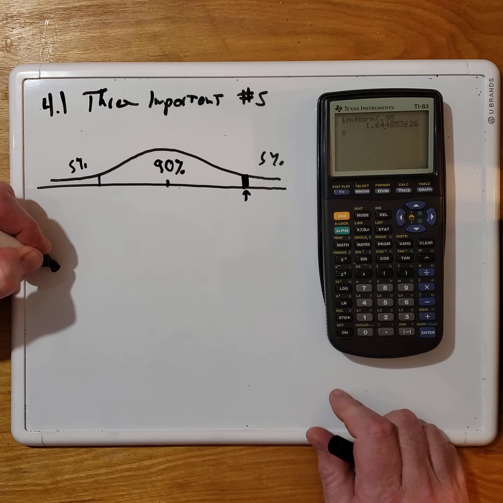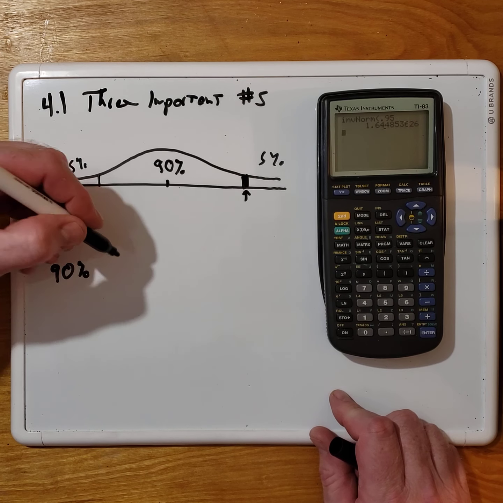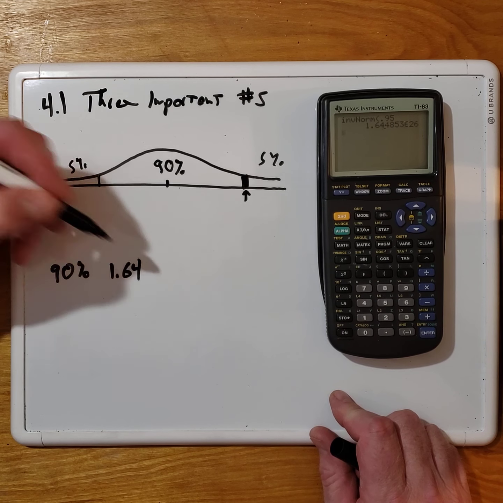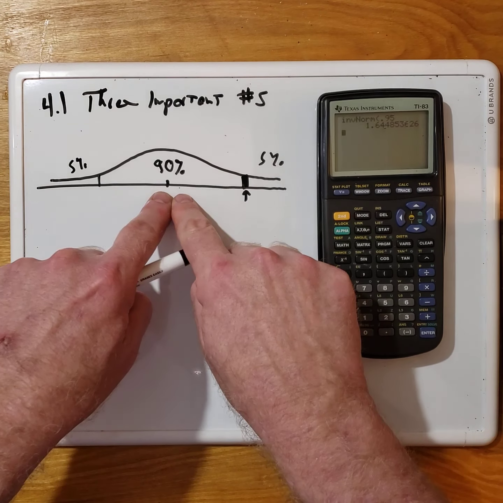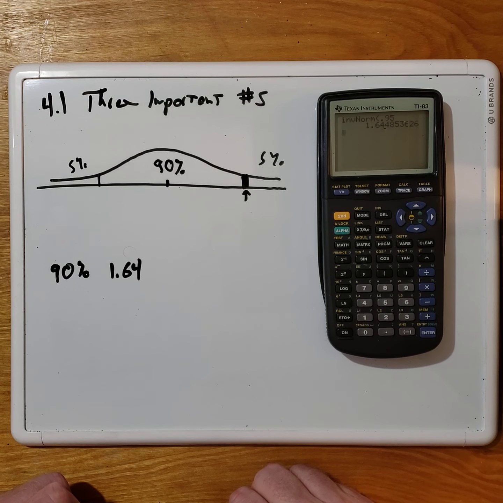So for our 90%, we want to catch the middle 90%. Then we want to go up or down 1.64 standard deviations. So we go 1.64 standard deviations in both directions. We will capture the middle 90% of that distribution.